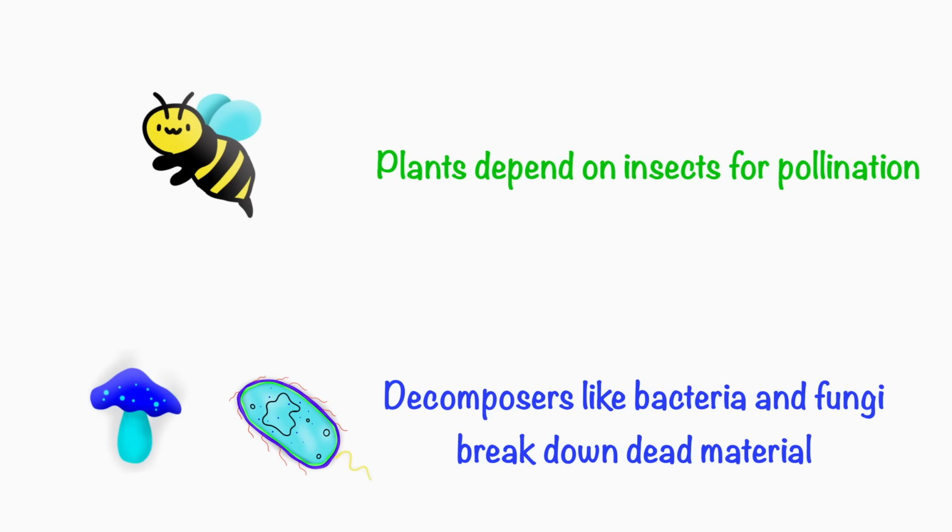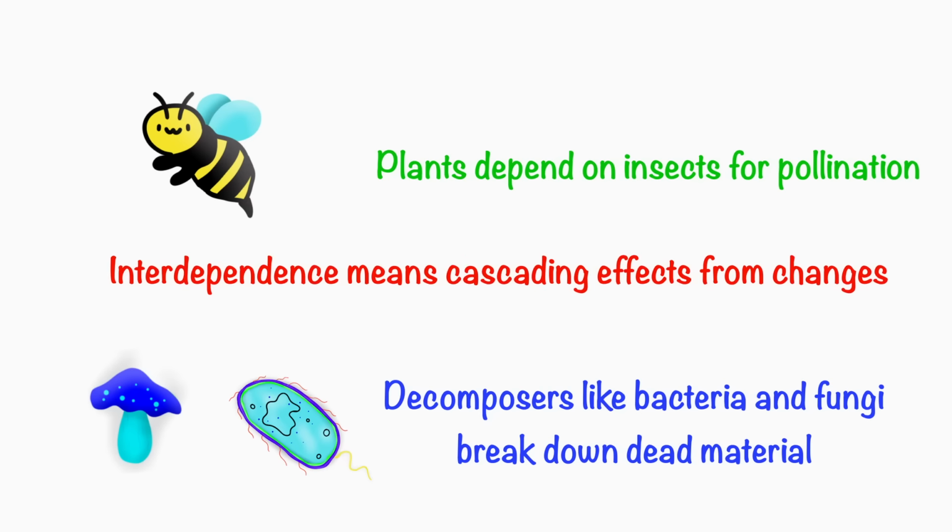Plants depend on insects for pollination and animals for seed dispersal, whilst providing food, shelter, and oxygen in return. Decomposers like bacteria and fungi break down dead material, recycling nutrients that plants require for growth, completing the circle of life. These interconnections mean that changes to one species can trigger cascading effects throughout the entire community.